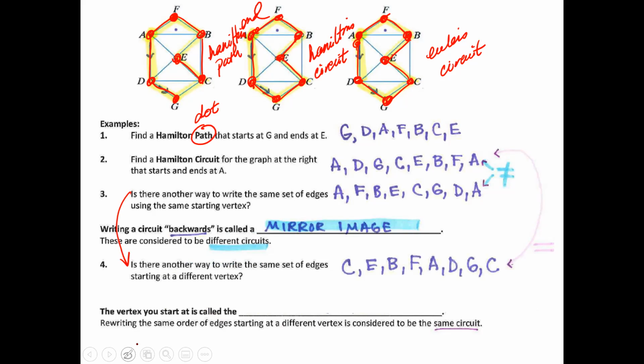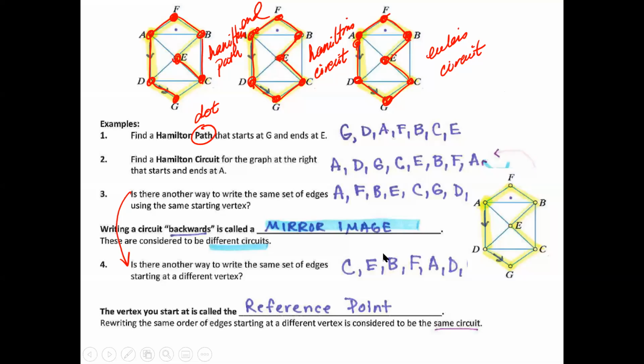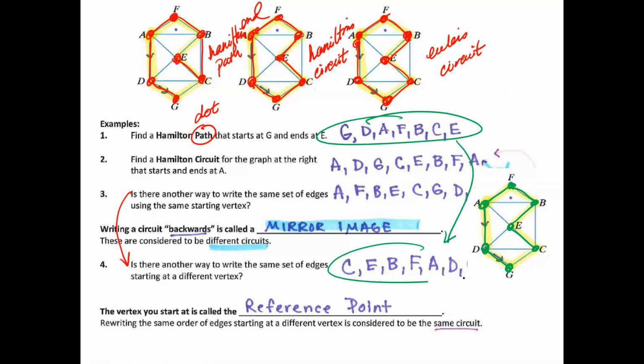So with this situation, what you're looking at is C to E to B to F to A to D, and then to G. So really this is a mirror image of this one to this one right here. You're just simply going backwards. The vertex you start with is always called the reference point.